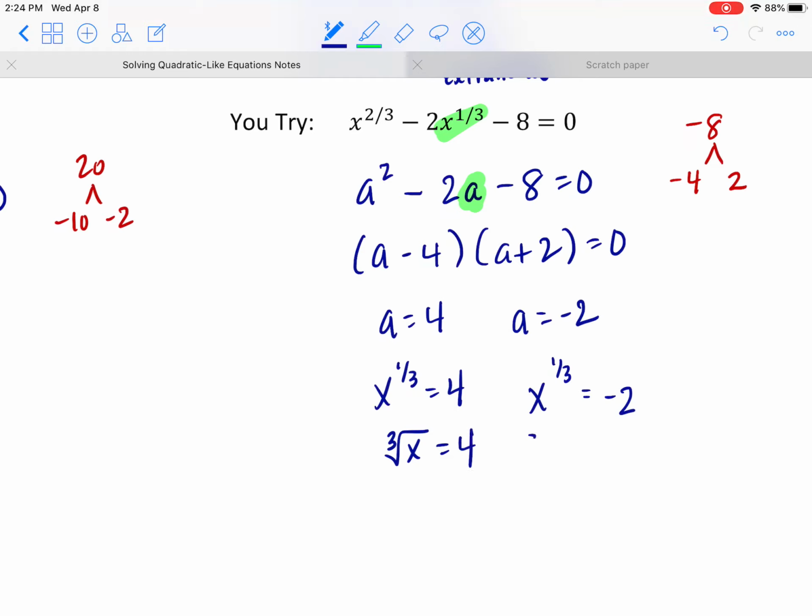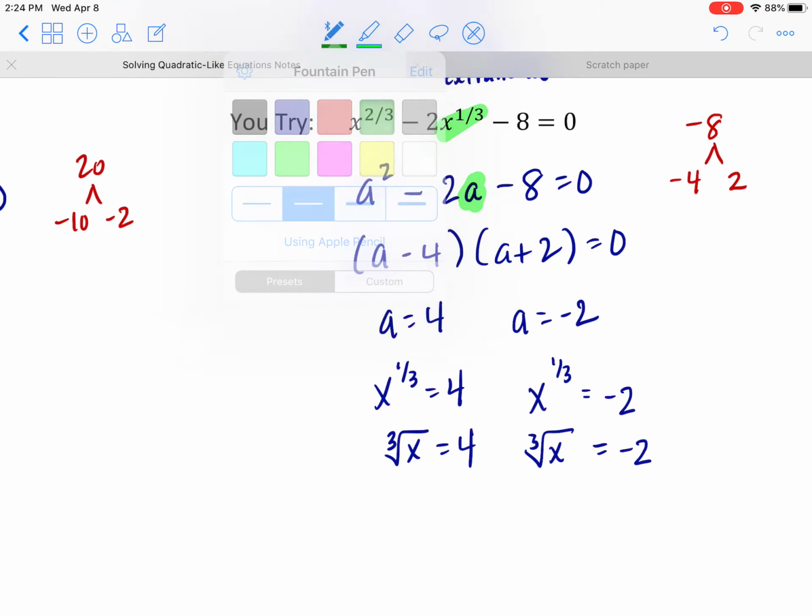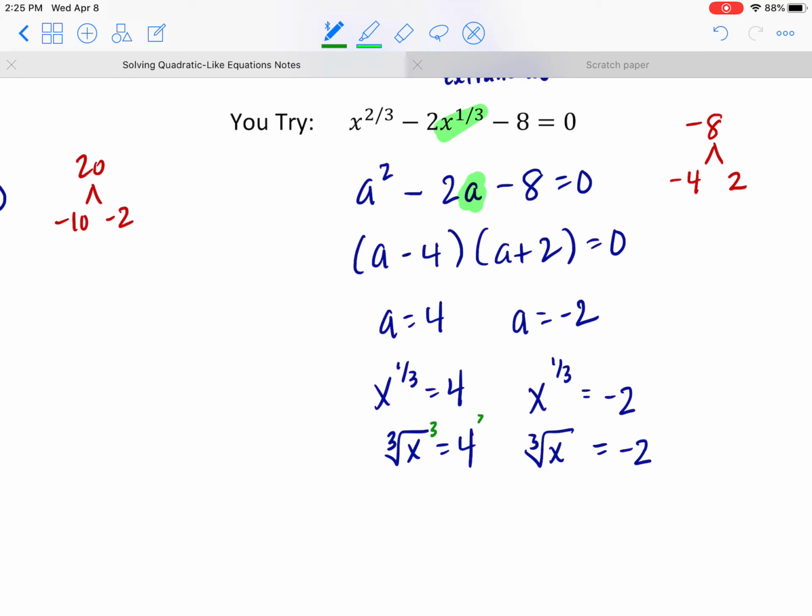So x to the 1/3 equals 4, and x to the 1/3 equals negative 2. And now, if you remember, just like with the square root, x to the 1/3 is the same thing as the cube root of x to the first. So if you want to rewrite this as the cube root of x to the first, you can. But in either case, if you want to get rid of a 1/3 power or a cube root, what are you doing? Well, you got to cube both sides. So this is going to give me x equals 64.